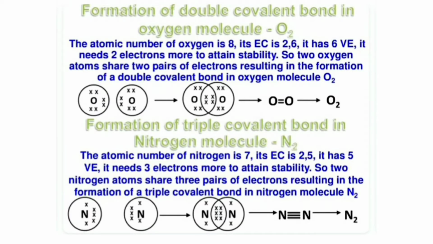Formation of double covalent bond in oxygen molecule O2. The atomic number of oxygen is 8. Its electronic configuration is 2,6. It has 6 valence electrons. It needs 2 electrons more to attain stability. So, 2 oxygen atoms share 2 pairs of electrons, resulting in formation of double covalent bond in oxygen molecule O2.